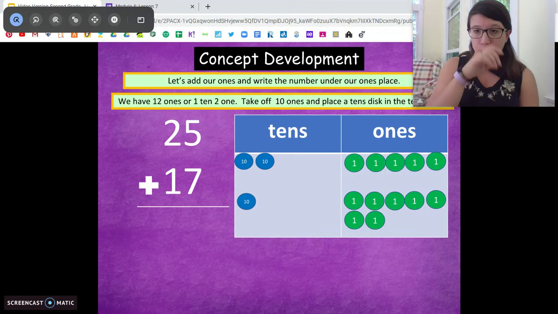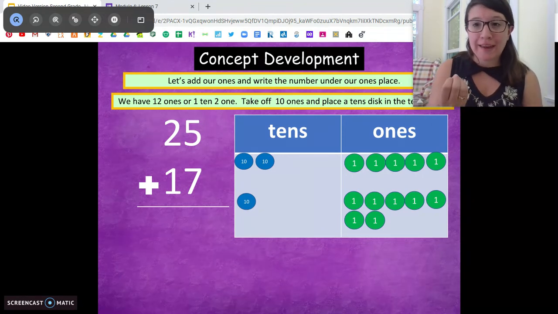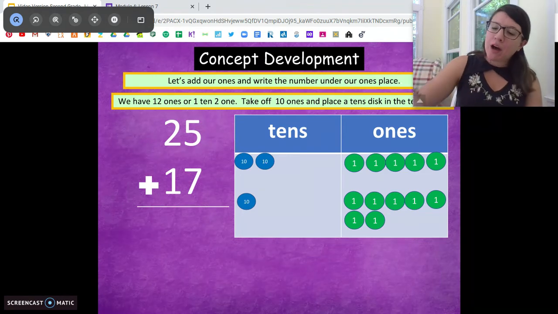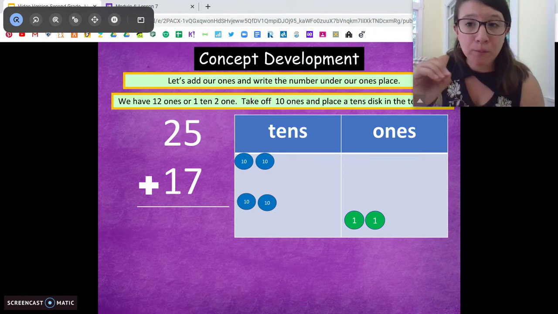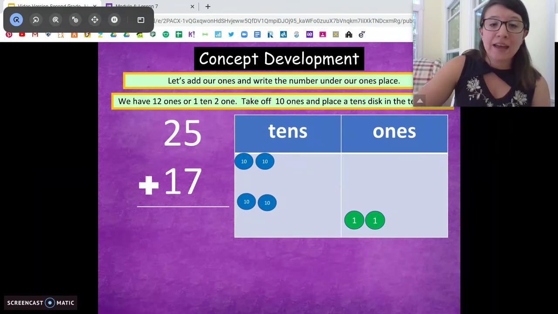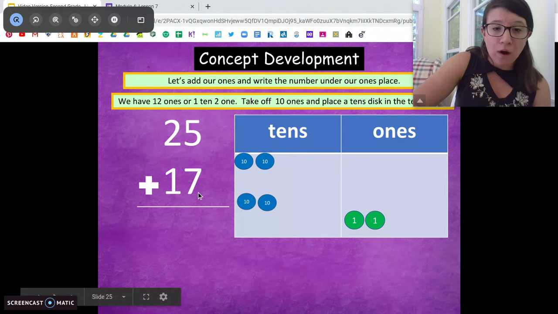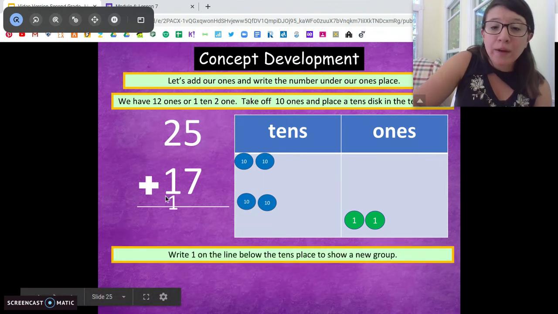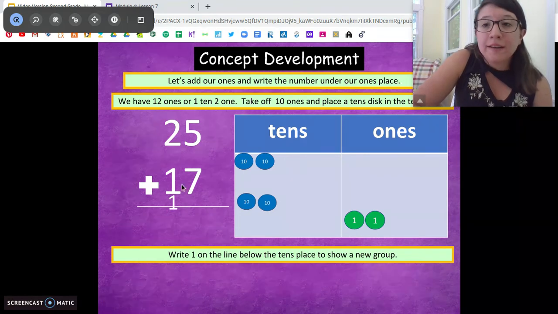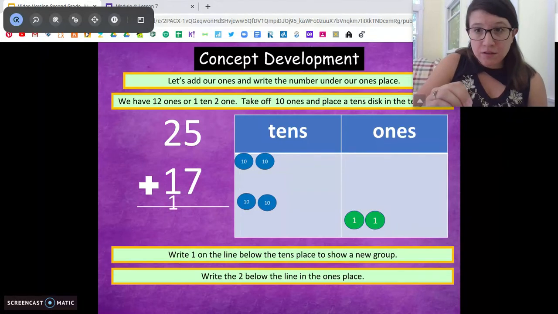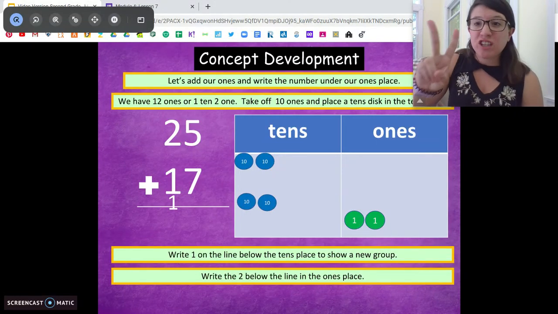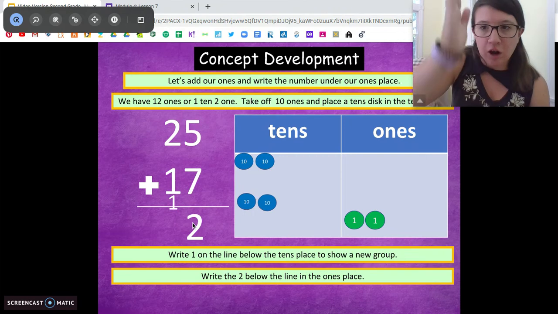So what are we going to do with that group of 10? Very good. Take them off and add a 10. And add a 10. Now, remember when we do that, we added a 10. So we want to add that little 1 down here so that we know we added a group of 10. Okay, so add that little 1 in there on our vertical chart to make that group of 10. How many 1s do we have left? Just 2, right? So we're going to put a 2 on our 1s column.